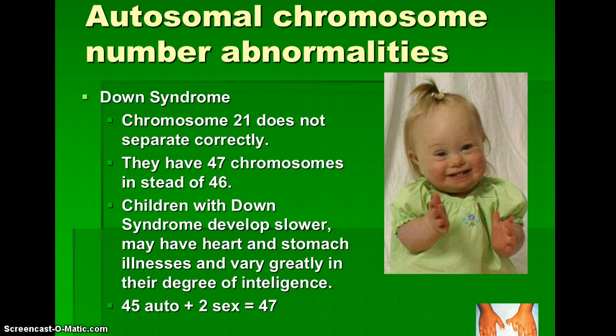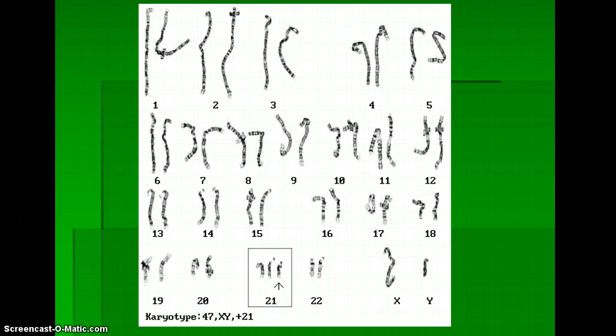It's not just a piece that's missing, it's the whole chromosome is missing, or in this case, a whole extra chromosome. So it's not just one extra gene, you have thousands of extra genes with these autosomal chromosome number abnormalities. There are other ones out there, like Patau syndrome and Edwards syndrome, but the most common one is Down syndrome. And there is a picture of their chromosomes, again numbered 1 all the way through the sex chromosomes, and you can see that 21st chromosome, they have 3 there instead of just the 2.